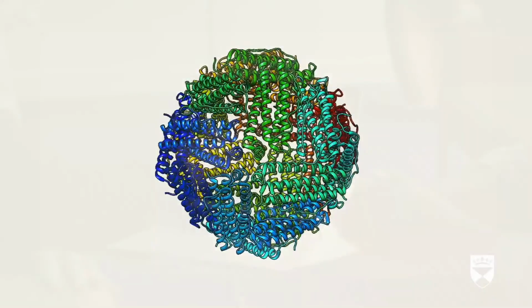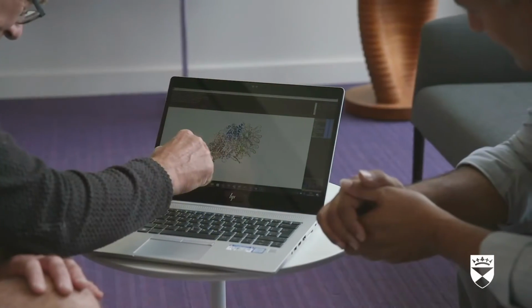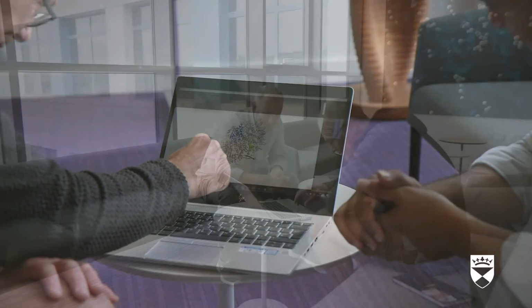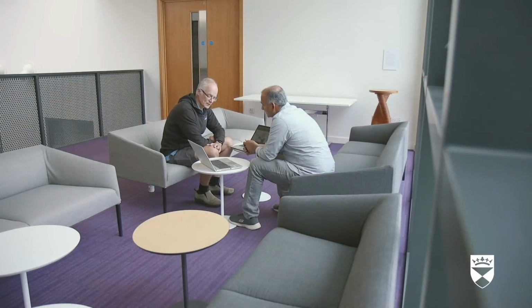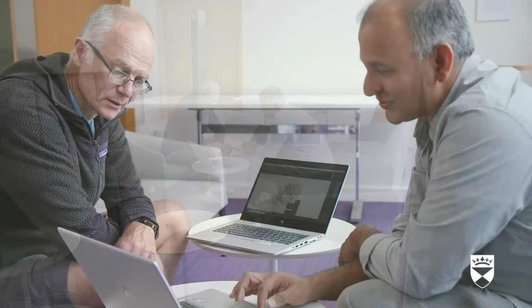Two scientists, sitting on sofas, discuss the protein models. This level of detail enables researchers to understand how proteins work, what has changed during a disease, and can help develop medicines to treat them.